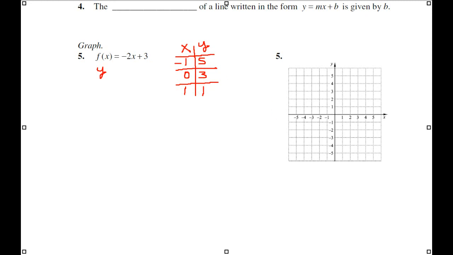Now we have our 3 points, so we're now going to plot them. (-1, 5) is right there. (0, 3) is right there. And (1, 1) is right there. Now we take our line tool and connect the points. And you see it makes a nice straight line. Are there other points along that line? Remember, we said there were an infinite number of points. We could put an arrow on each end if we like.